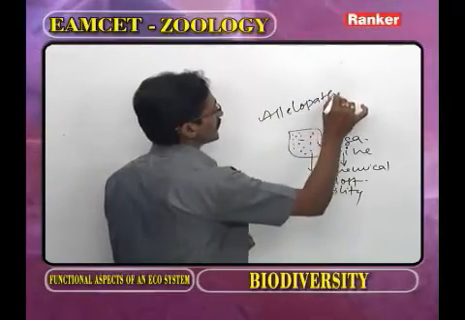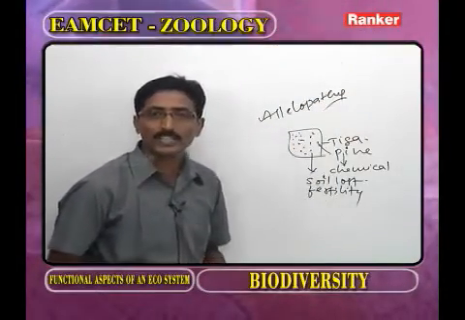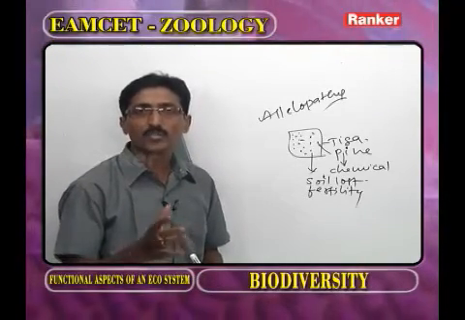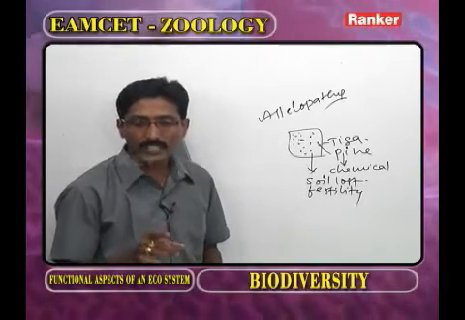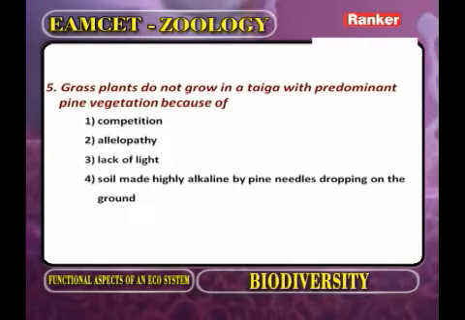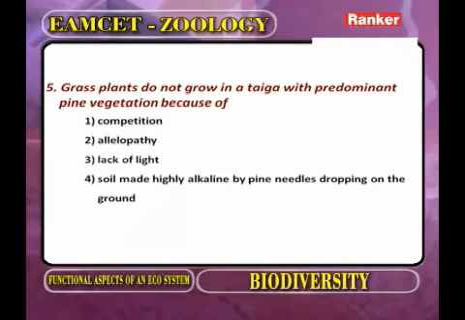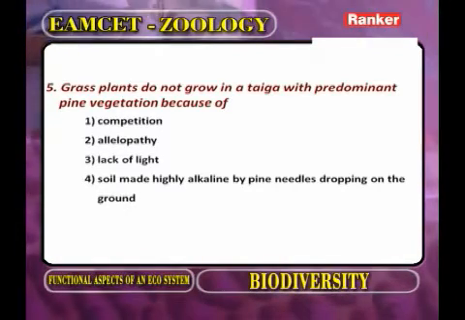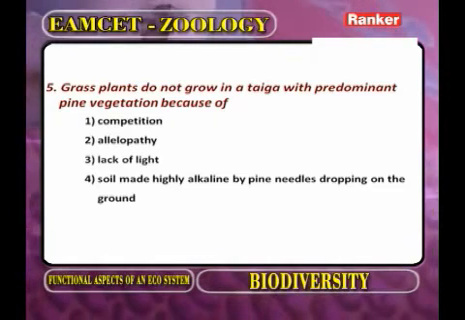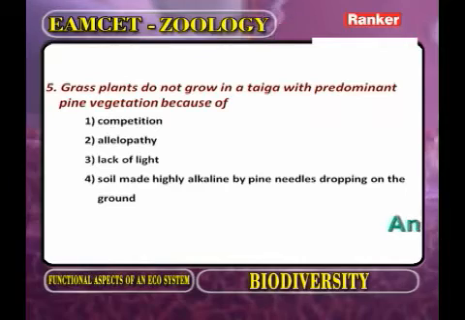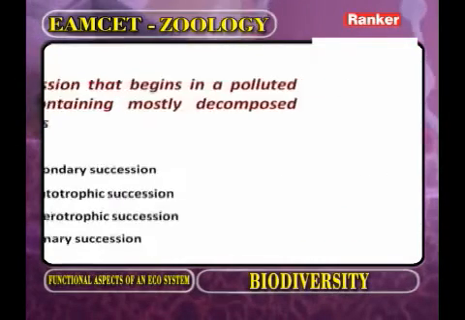Allelopathy. What is meant by allelopathy? That is chemical inhibition. Because of the pine plants, there is no chance for the growth of second vegetation. Now the question is, grass plants do not grow in a taiga with predominant pine vegetation because of, one is competition, second one allelopathy, third one lack of light, the fourth one soil made highly alkaline by pine needles dropping on the ground. Now the correct nearest answer is allelopathy. Now we go for the next question.